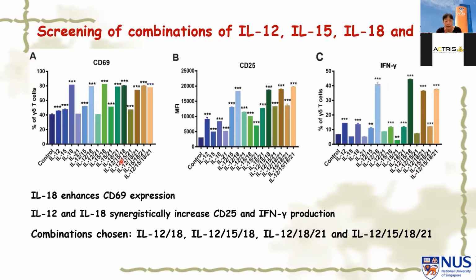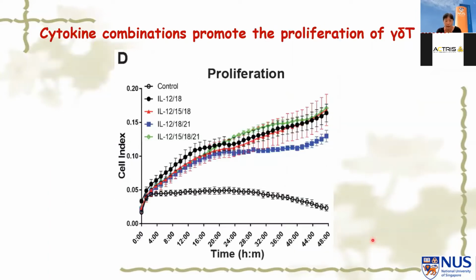So they did a quite comprehensive screening using single, double, triple, and quadruple combinations of IL-12, 15, 18, and 21. Those are the cytokines that have been shown singly to promote gamma delta T cell function. What we found was that IL-18 can enhance CD69, which is the early activation marker, and IL-12 and 18 synergistically increase CD25 and interferon gamma production. So we decided to keep the 12-18 combination and then include 15 and 21 singly or all four together in the following experiment.